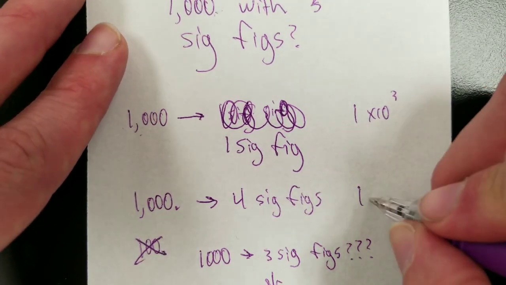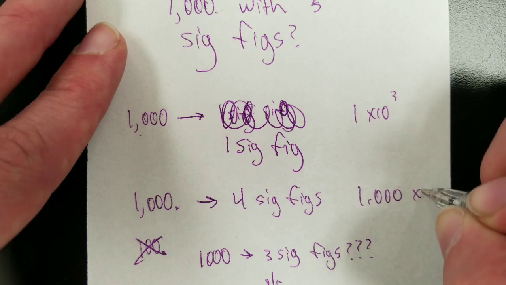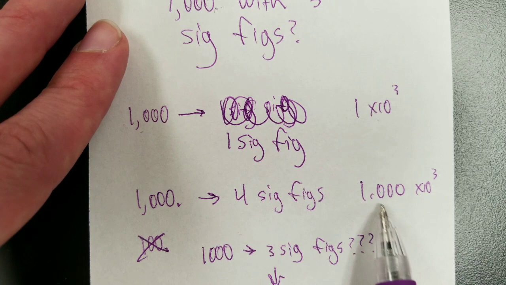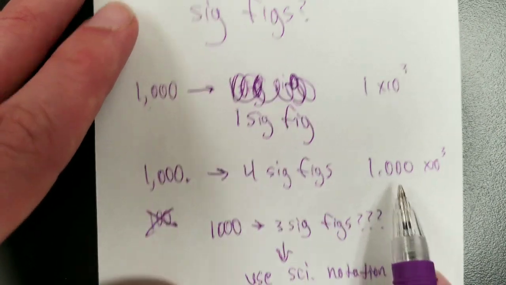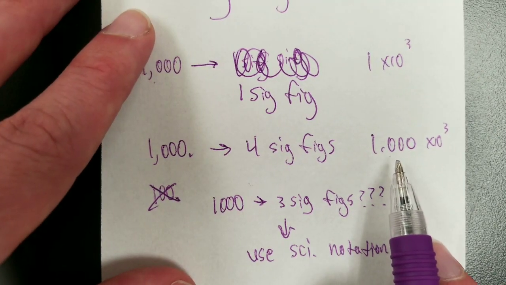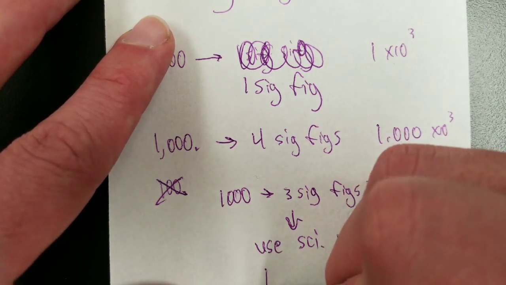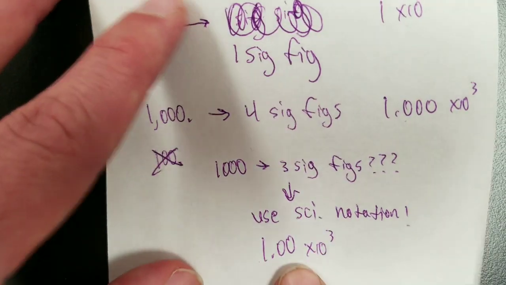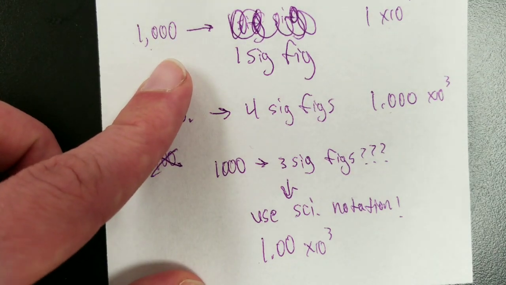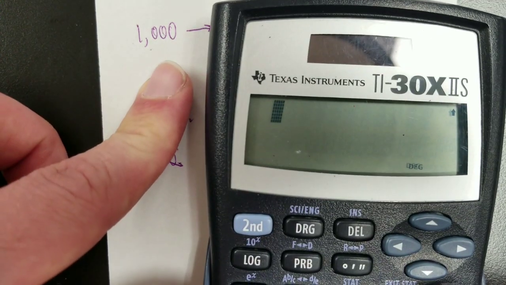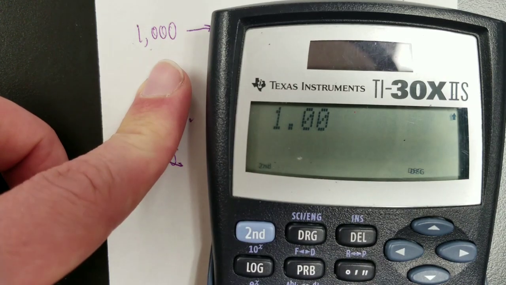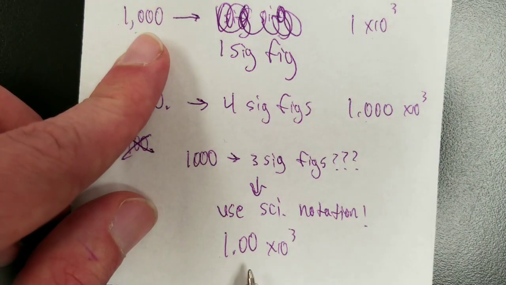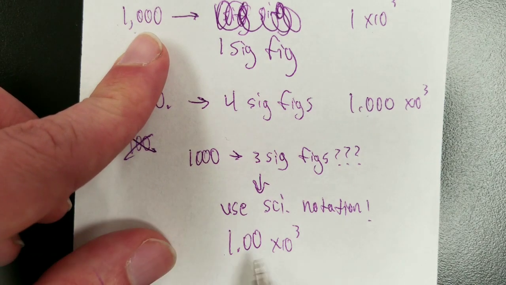This would be 1.000 times 10 to the third. So this is 1 sig fig. This is 4 sig figs. So how do you get 3 sig figs out of this? Easy. Just 1.00 times 10 to the third. 1.00 times 10 to the third is 1,000. Here, I'll prove it. 1.00 times 10 to the third. Yeah, it's the same number, 1,000. But this way, we can write it with 3 sig figs.